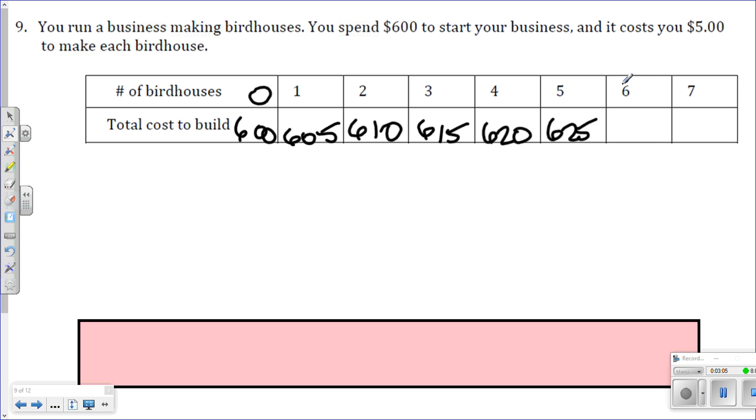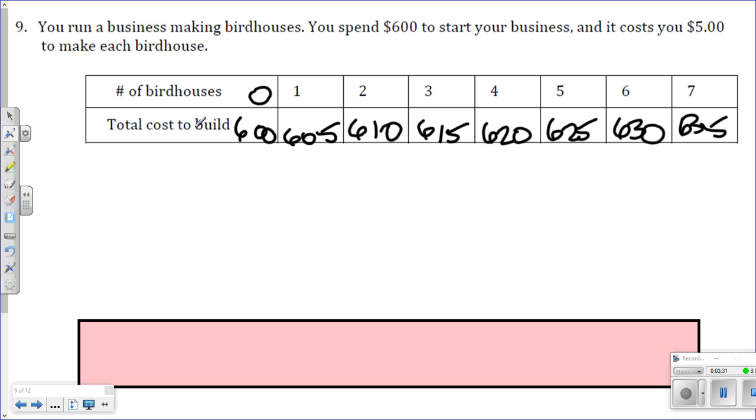Now we have to build that 6th birdhouse. We're going to add another $5, and we get $630, and the 7th birdhouse is going to be a total cost of $635. Again, the process for you discovering these numbers could have been very different, and I talked about a couple of those ways even in just this short little video clip.